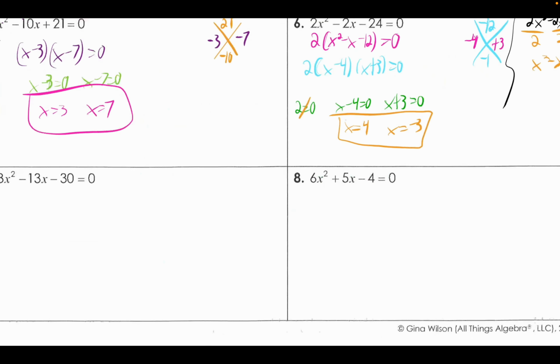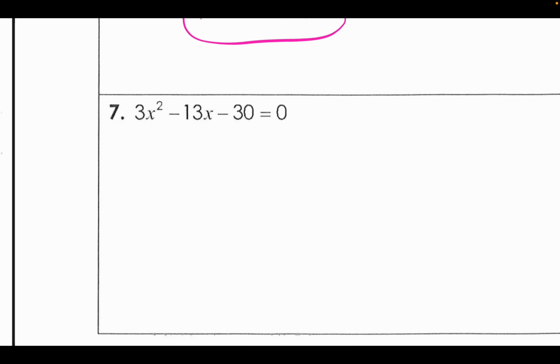Moving on to example 7, we make sure it's in standard form. It is. We check for a GCF. There unfortunately is not one. So a times c is negative 90. B on the bottom is negative 13. Then the 2 numbers that work are negative 18, positive 5.